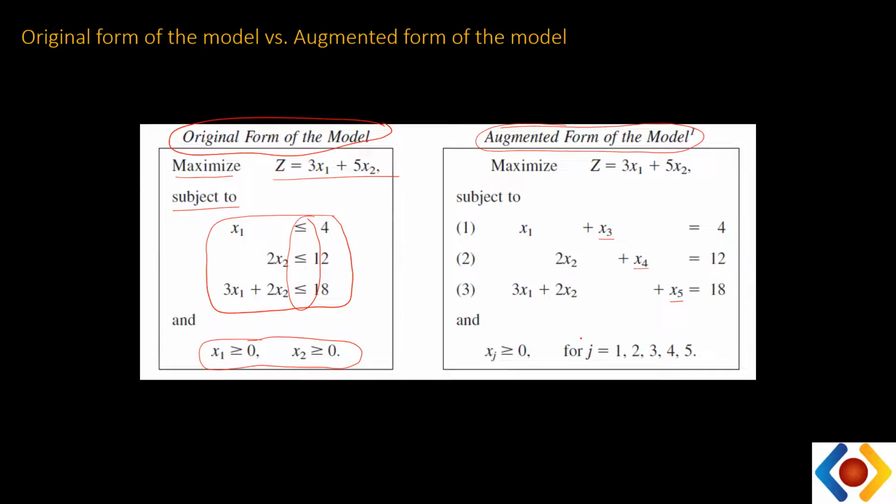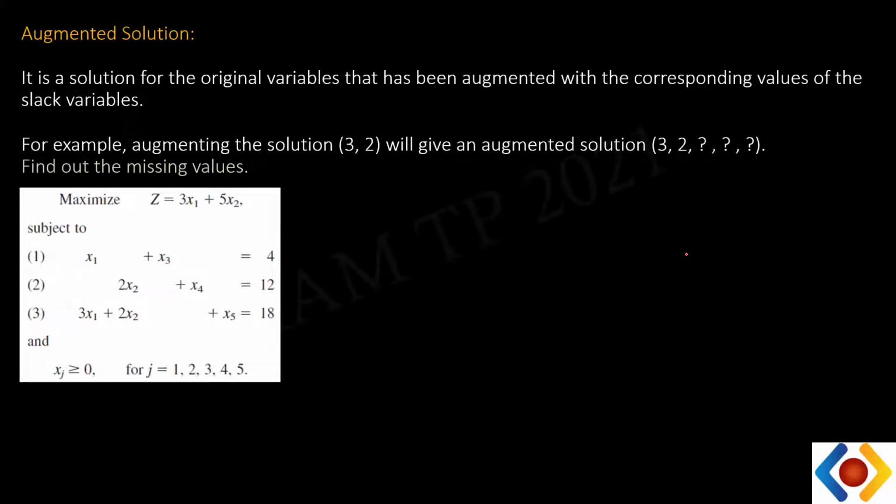Sir, we don't have to include the non-negativity constraint in the table, right? No. That is taken care of here. This is nothing but your non-negativity constraint. Instead of writing each one of them separately, we are generalizing: xj greater than or equal to 0. j can take values 1, 2, 3, 4, 5 because we have 5 variables. Now let's move on.